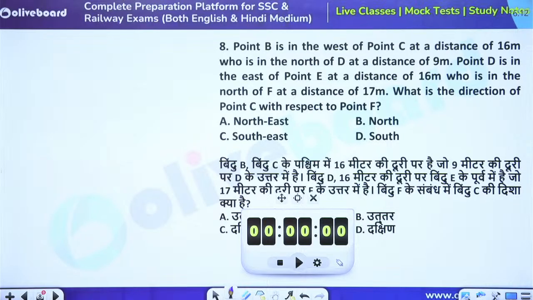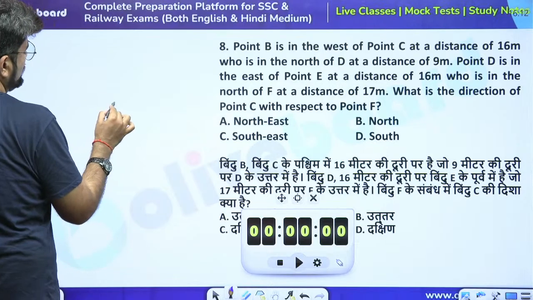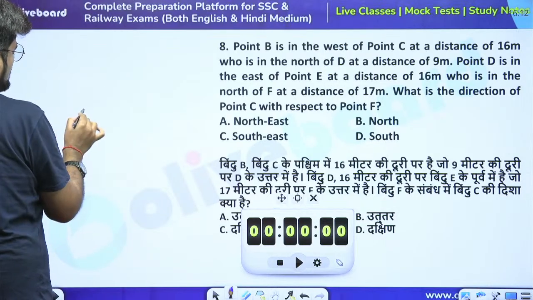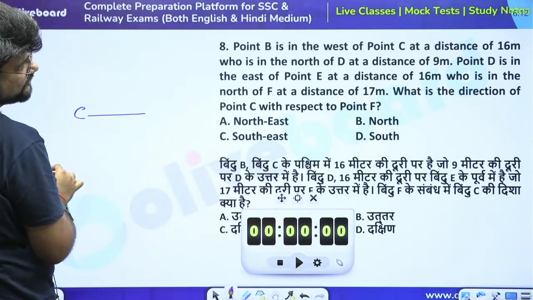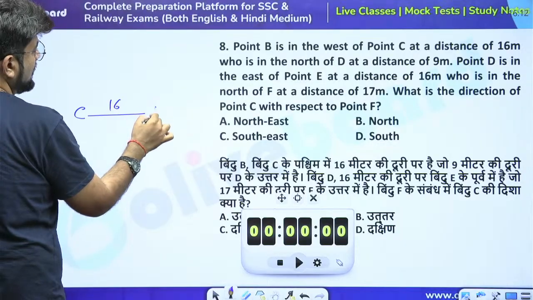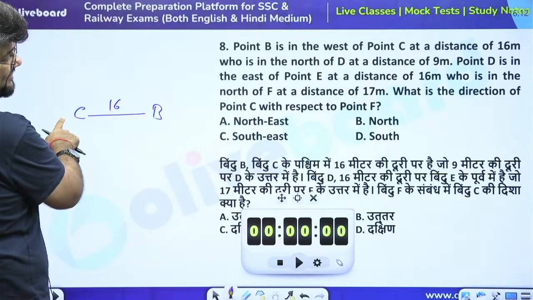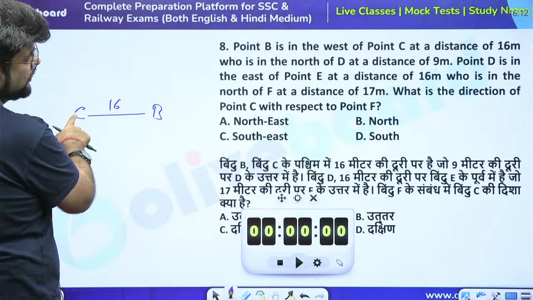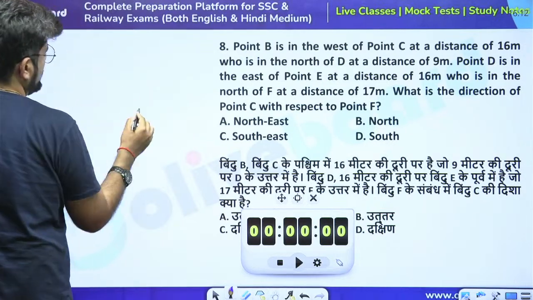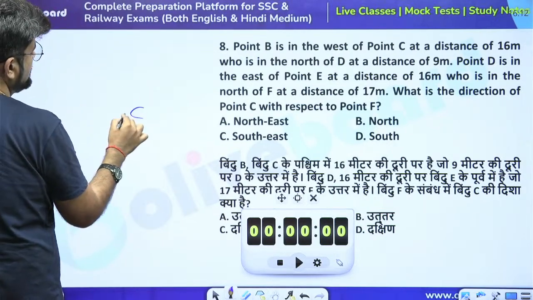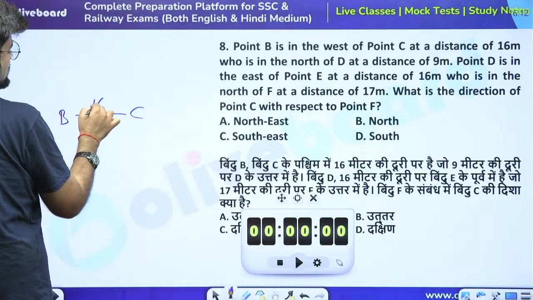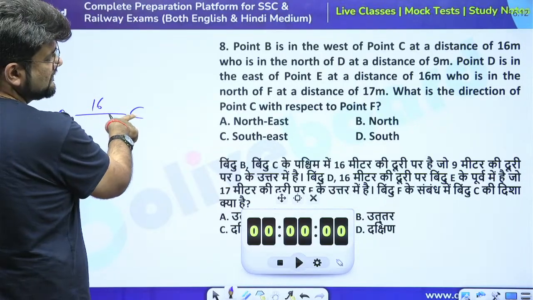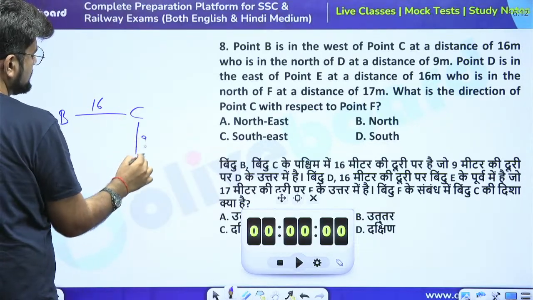Point B is in the west of point C. This is C. B is in the west at a distance of 16 meters. Point B is in the west of point C at a distance of 16 meters. That means C is in the north of D at a distance of 9 meters.